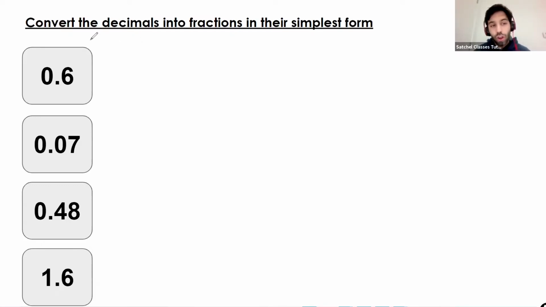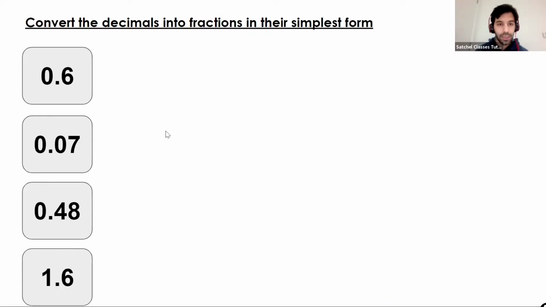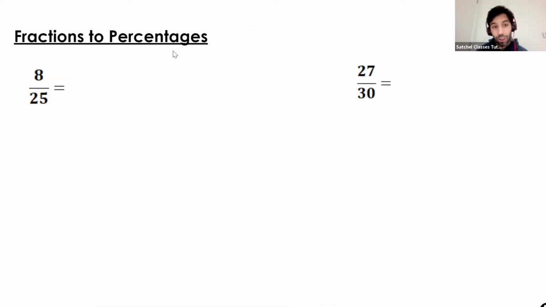So again, just before I do move on, when we're converting decimals into fractions, we have to take an extra step. We have to go from decimals to percentages, and then from percentages to fractions. So remember this process, please. All right. And moving on. So fractions to percentages now. Fractions to percentages. Now we said percentage means per 100.